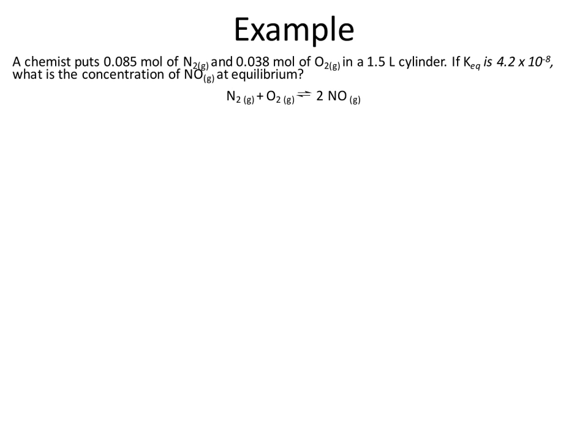So let's take a look at this example here. It says a chemist puts 0.085 mole of N2 and 0.038 mole of O2 in a 1.5 liter cylinder. If KEQ is 4.0 times 10 to the negative 8, what is the concentration of NO at equilibrium? Okay, so the first thing we know is that we have to develop an ice table. This is an equilibrium, it's asking for equilibrium concentration, so we're going to have to use this ice table.